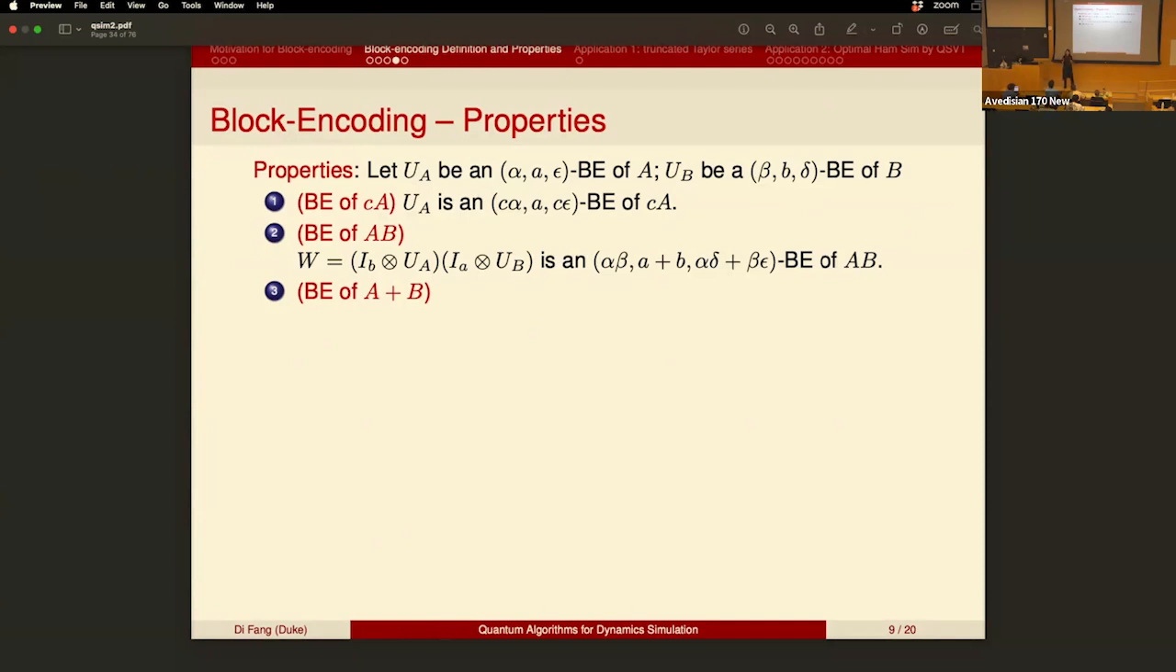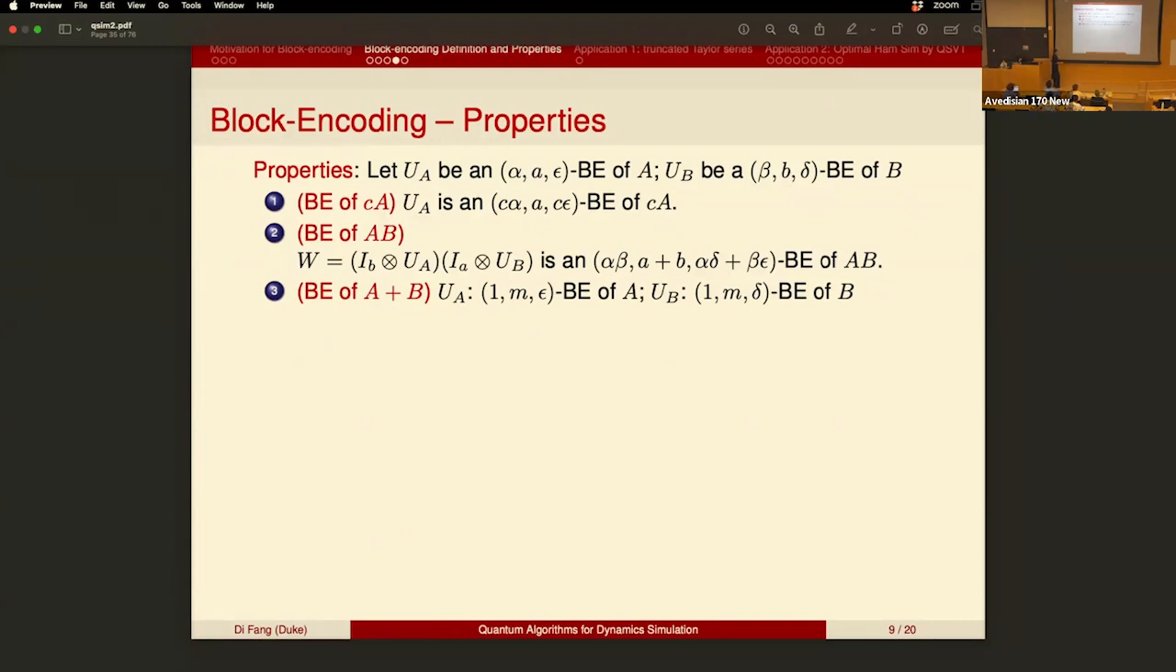But at the end of the day, for linear combination of unitaries, there are some technical details to be worked out. But the point, let me just show you one example of it. Suppose you have a block encoding of A. Again, if this is alpha, you just make it A divided by alpha.